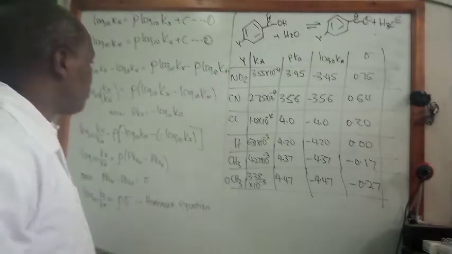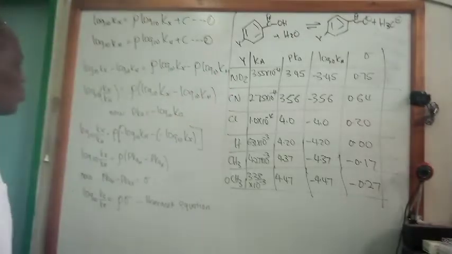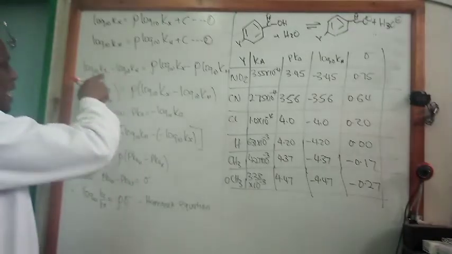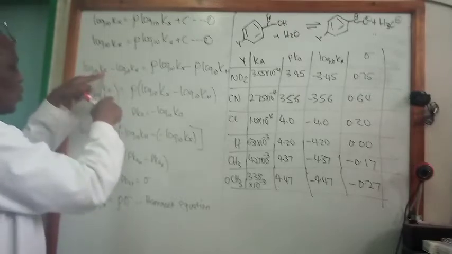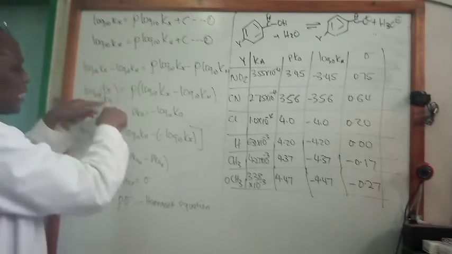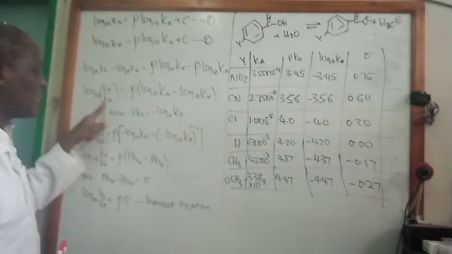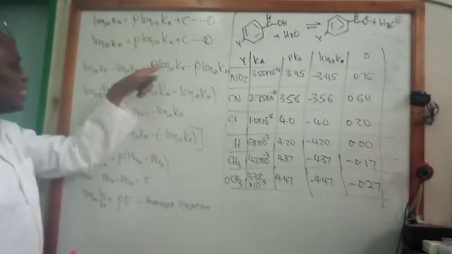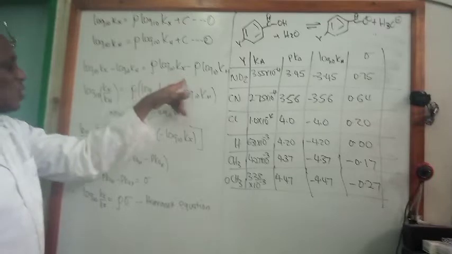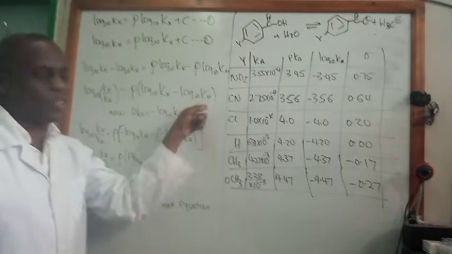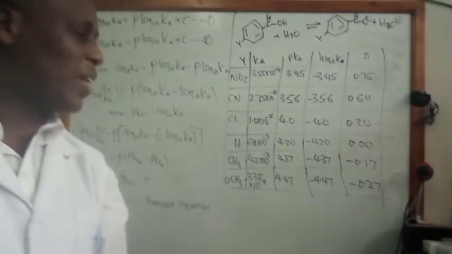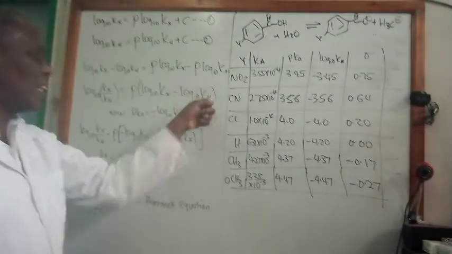Yeah? So based on what you know about logarithms, if I have minus, I can put the log base 10 of kx over kh. Yeah, these are rate constants. Please note this. So this is equal to, in this case, rho is just a constant, and then we could put log base 10 of kx minus log base 10 of the unsubstituted benzoic acid.